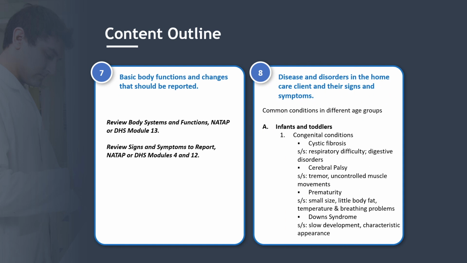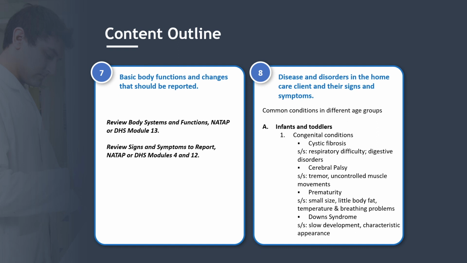Section 7. Basic body functions and changes that should be reported. Review Body Systems and Functions, NATAP or DHS Module 13. Review Signs and Symptoms to Report, NATAP or DHS Modules 4 and 12. Section 8. Diseases and disorders in the home care client and their signs and symptoms. Common conditions in different age groups.